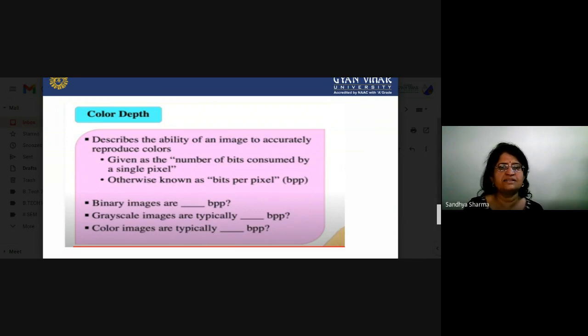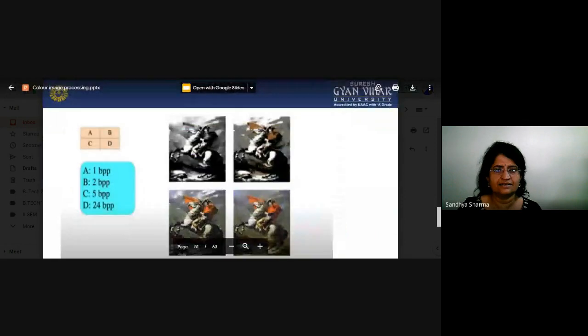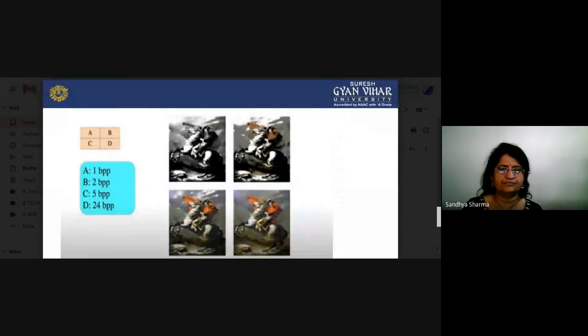Binary images use 1 BPP, where BPP means the number of bits per pixel. Grayscale images are typically 8 BPP, and for color images we have to see what number of BPP we require for describing these scales. So just you can see, if it is 1 BPP, there is only black and white.